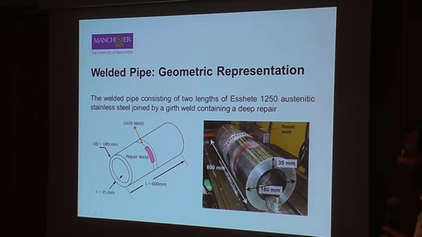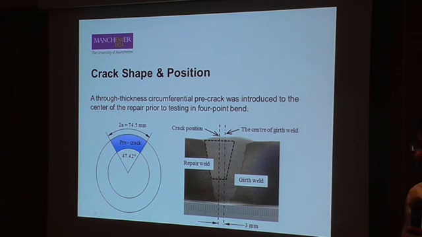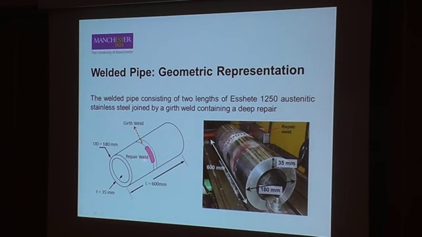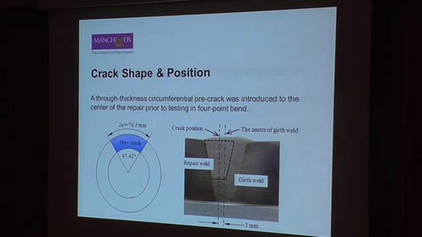The pipe length is 6 meters with 80 centimeters diameter and 35 millimeters thickness. I have implemented a crack in this pipe at the center of the repair weld. If I go back, the repair weld is not in the center of the pipe, so we actually have a distance of around 3 millimeters above the center. This through-thickness crack started from the inner surface to the outer surface and covers around 48 degrees. It covers all these surfaces.